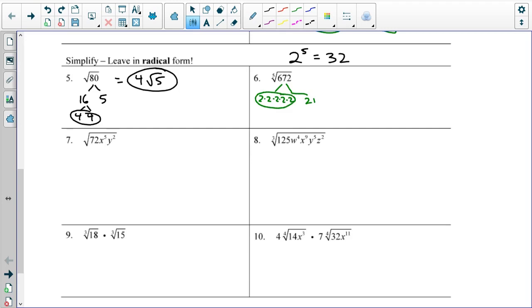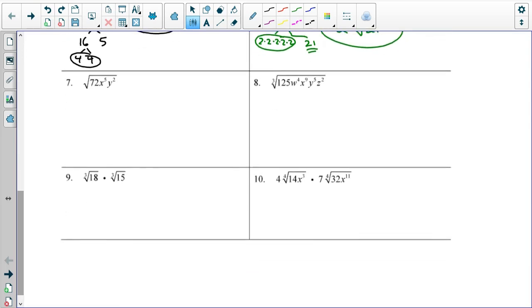Well, if I have 2 to the 5th, that can get pulled out of the radical as a regular 2. And then this 21 is left over. 21 is really 3 times 7. I can't really do anything with 3 times 7 because I don't have 5 copies of 3 or 5 copies of 7. So that's my final answer.